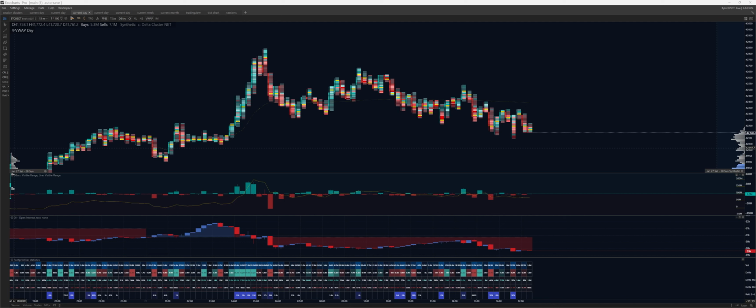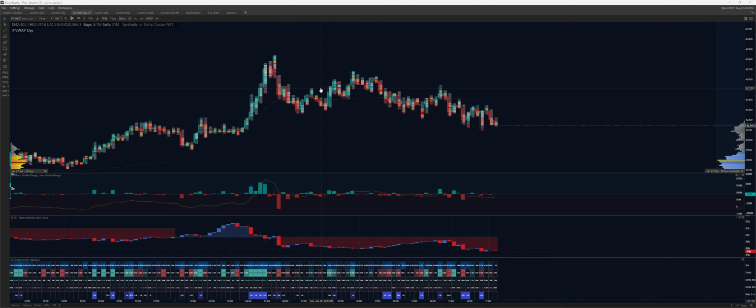Guys, welcome to the first video in the Orderflow series. This one is going to talk about the very basics of Orderflow, and we will do this with the help of a Delta cluster chart like this one. Okay, so let's get started with the very basics of it all.